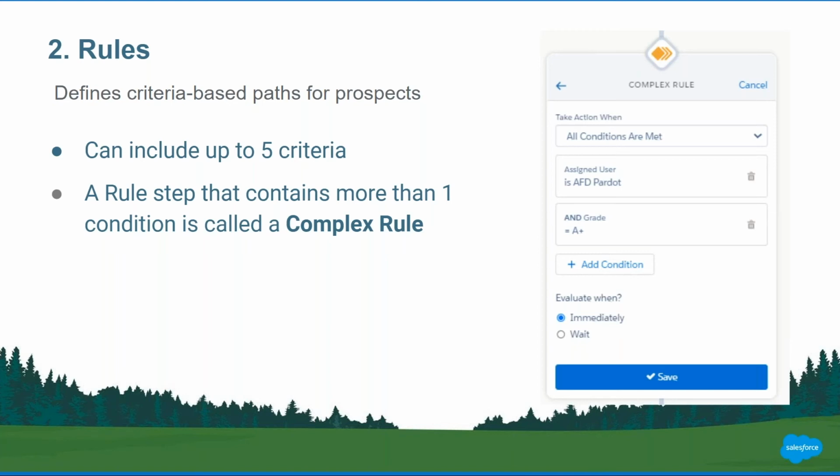So here's a sample you're seeing. If all conditions are met, if the assigned user is AFD Pardot and the grade is A+, then they go down this path. If not, they go down this path. Later on, we'll see how this actually works in the samples of the engagement programs.